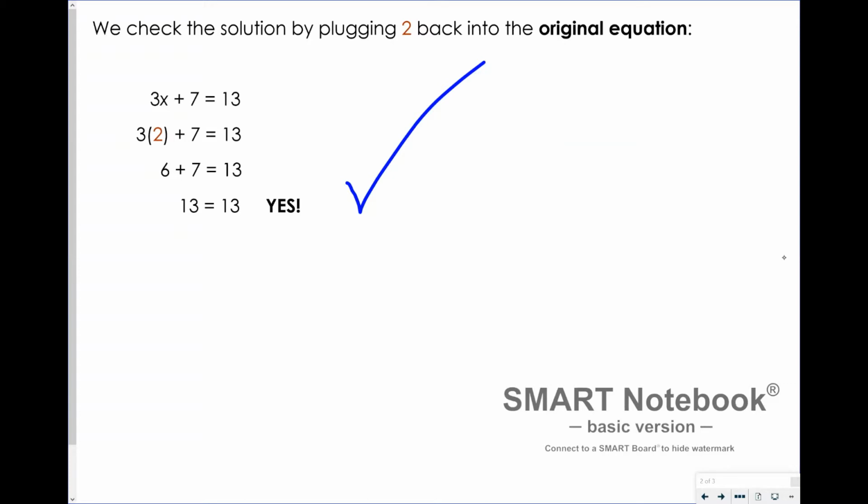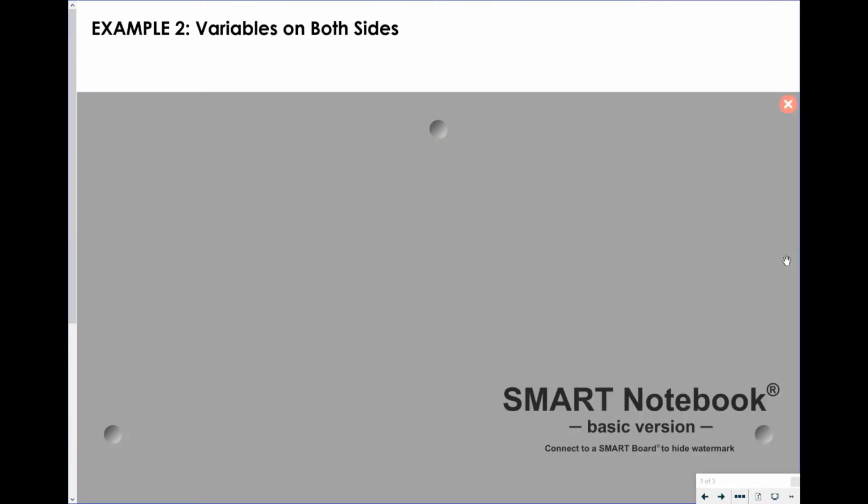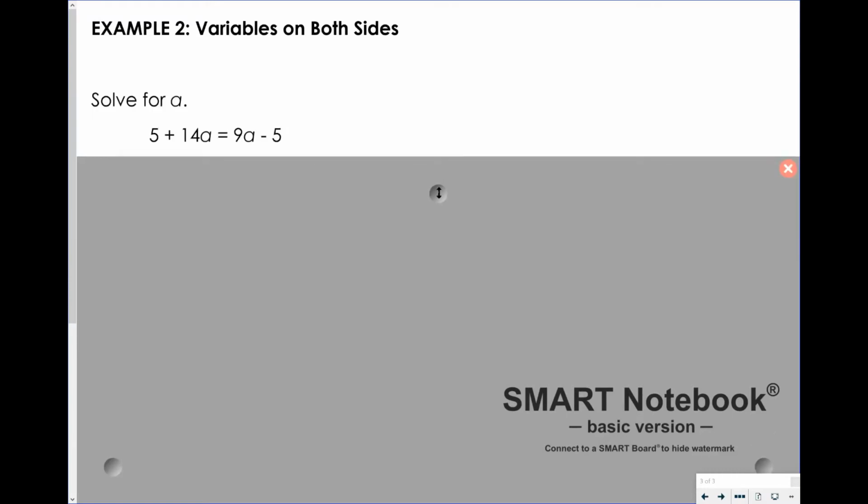All right, let's go into example 2. What does example 2 give us? What else do we cover from this lesson? Well, we cover variables on both sides, of course. So let's look at the example problem. We're going to solve for a. So we got 5 plus 14a equals 9a minus 5. 2 equations here, you guys. We got 2 sets of equations.